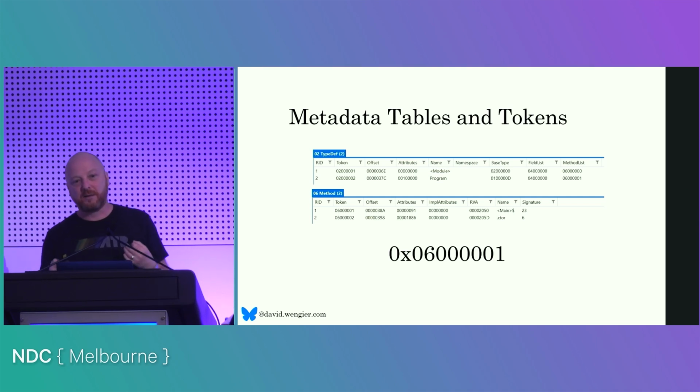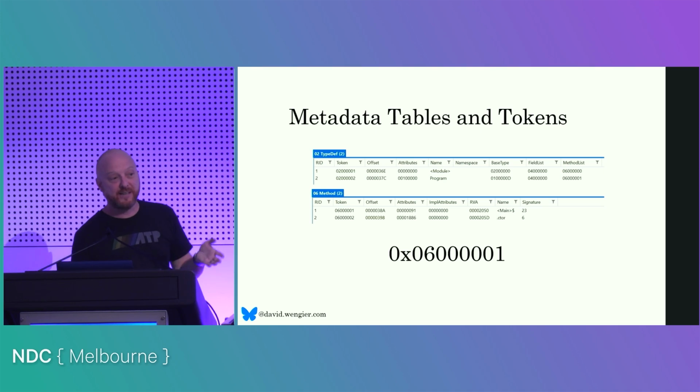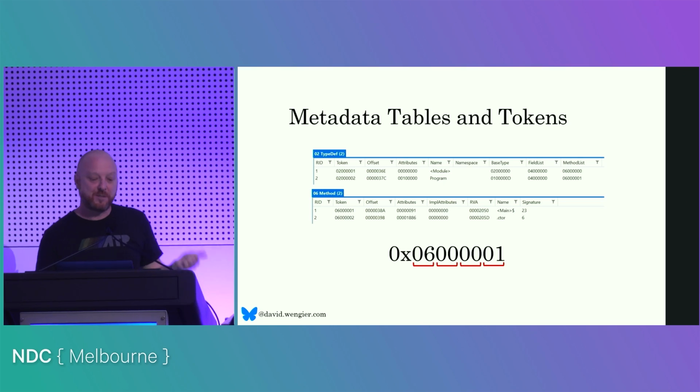And because ECMA 335 is written by people who write specs, not me, and by really smart people, they see something like an integer, and we might think, oh, that's a number. These people, no, they see an integer, and they think, I can cram many numbers in there. So a metadata token is 4 bytes. The first byte tells you the table that the ID is for.